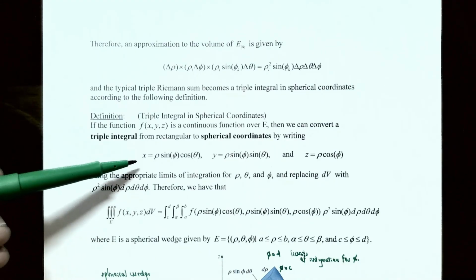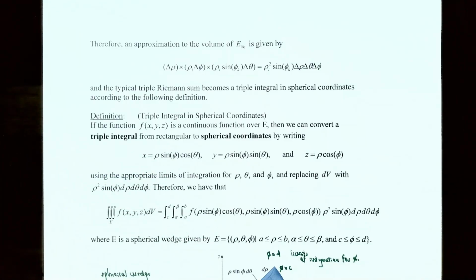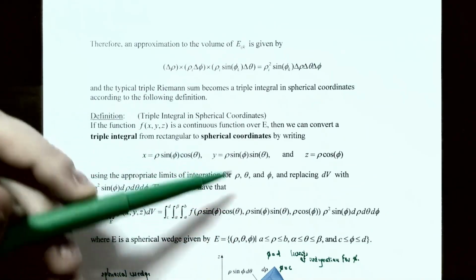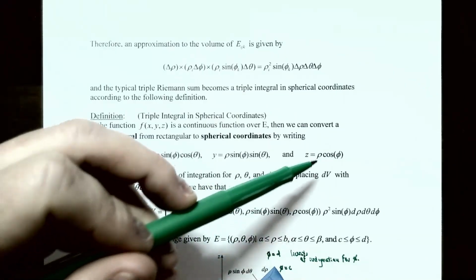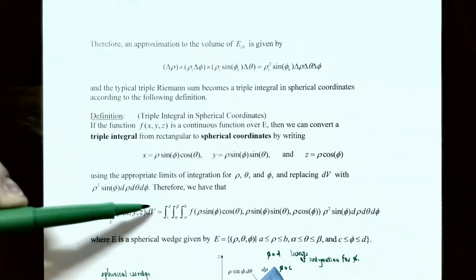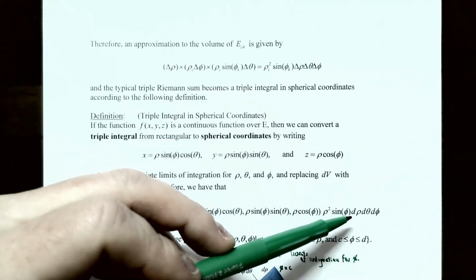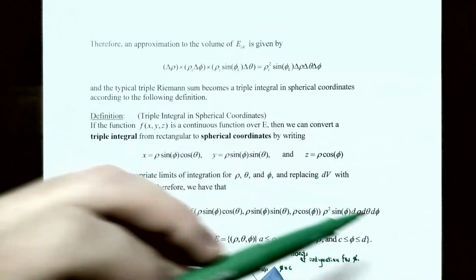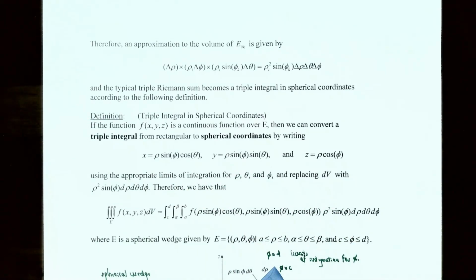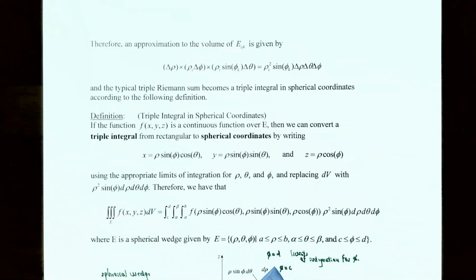You use the substitutions for x, y, and z, so it'll be f of rho times sine phi cosine theta, comma, the y becomes rho sine phi sine theta, and then the z coordinate becomes rho cosine phi. And then whenever you change from rectangular coordinates to spherical coordinates, the differential dV becomes rho squared sine phi, that's the Jacobian, and then you integrate with respect to rho first, theta, and then phi would be last. This is where the spherical wedge represents this E. The E consists of points rho, theta, phi, where rho is between a and b, theta is between alpha and beta, and then phi is between the values c and d.